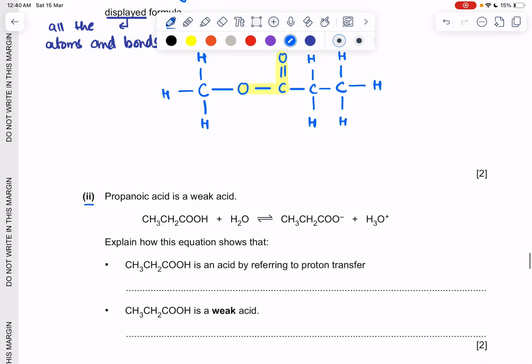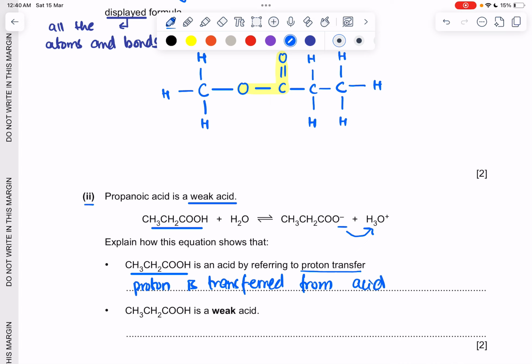Okay, next part is part 2. Propanoic acid is a weak acid. The chemical equation is mentioned. Explain how this equation shows that CH3CH2COOH is an acid by referring to proton transfer. So for acid, proton is transferred from acid to water, because if you look into the product side, the carboxylic acid removes the hydrogen and the water has accepted that hydrogen. So we can write it, proton is transferred from acid to water.